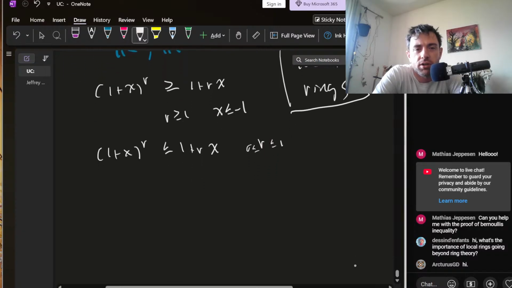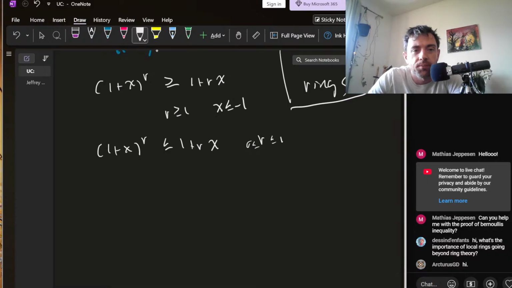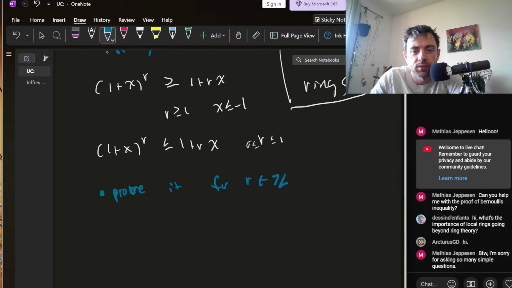Well, okay, here's a general strategy if you want to prove something for real numbers. Here's what you can sometimes do. First, prove it for an integer.